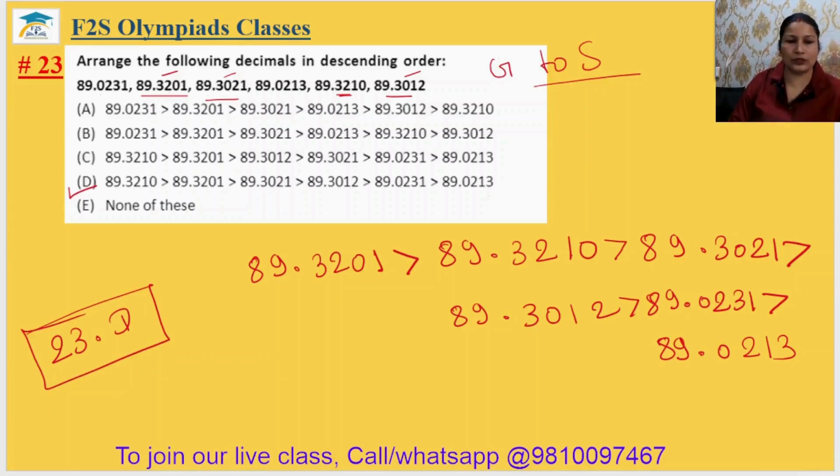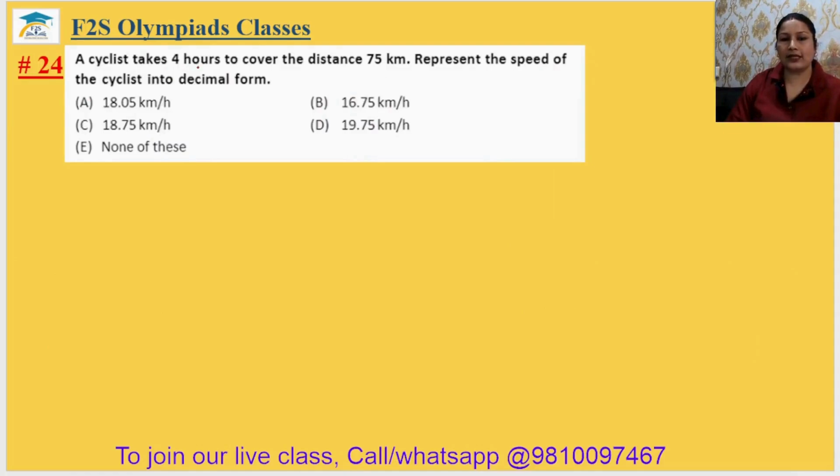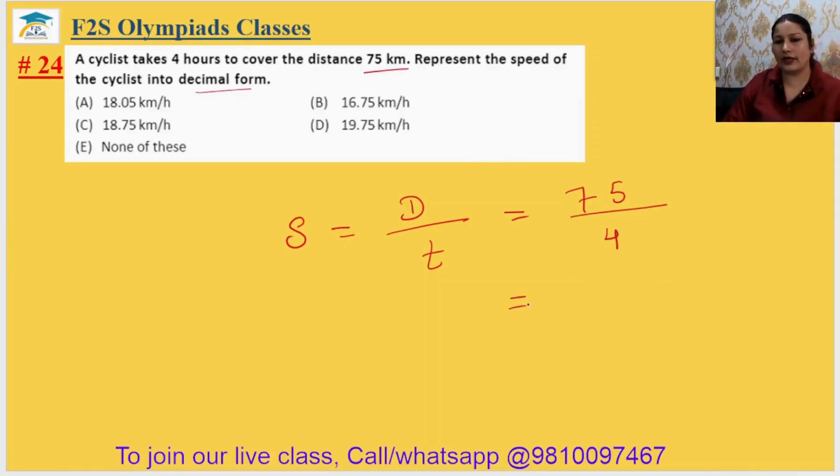Okay, come to question number 24. A cyclist takes 4 hours to cover a distance 75 km. Represent the speed of the cyclist into decimal form. So speed of anything we know, distance upon time. Distance is here 75 km. Time is here 4 hours. When we divide it, 4 ones are 4, 4 eights are 32, now 4 sevens are and 4 fives are. 18.75 kilometer per hour. So 24th answer will be option number C.